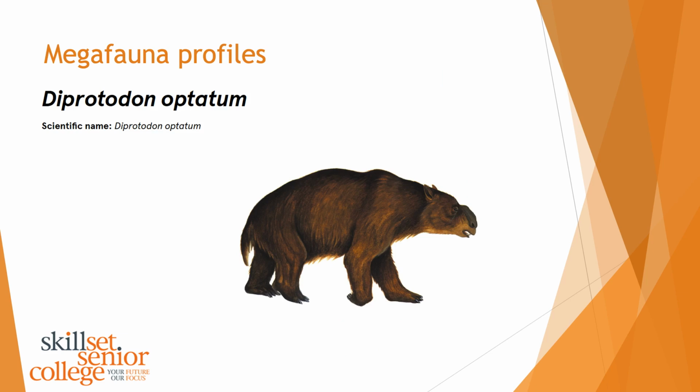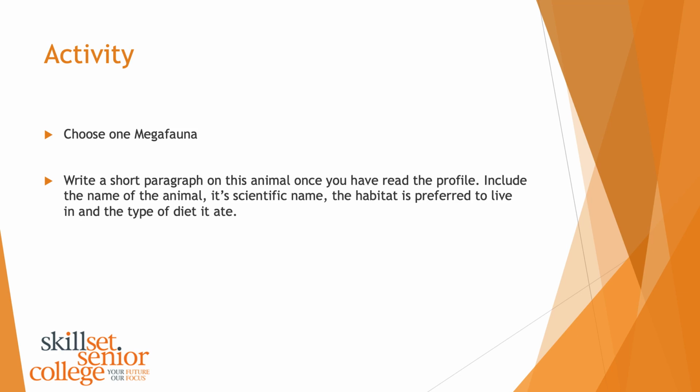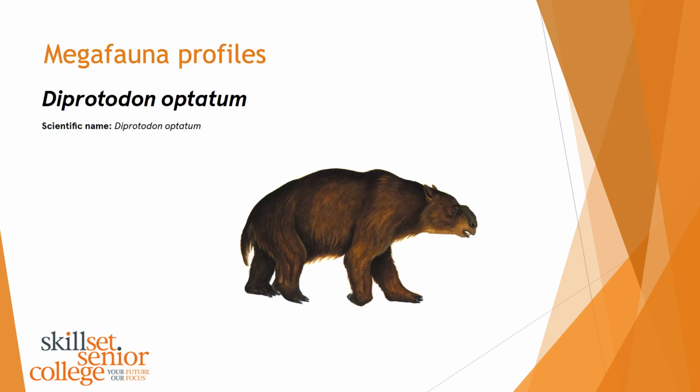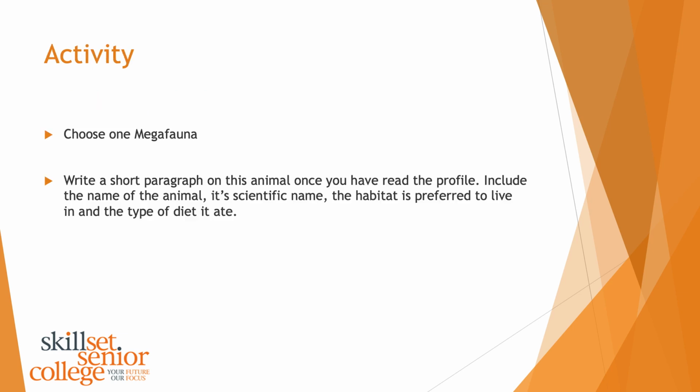What we're going to look at today is, on the Google Classroom, there are some megafauna profiles. I'd like you to pick one of those profiles and write a short paragraph, either in your book or on Google Classrooms, on the animal that you've read about. Include the name of the animal and its scientific name. If I go back here, the scientific name here, Diprotodon optatum, is the scientific name. Also include the habitat it preferred to live in, and the type of diet it ate. I want you to do that in your book or in Google Classrooms using the PDFs that I've uploaded to the Year 11 Science Classroom.